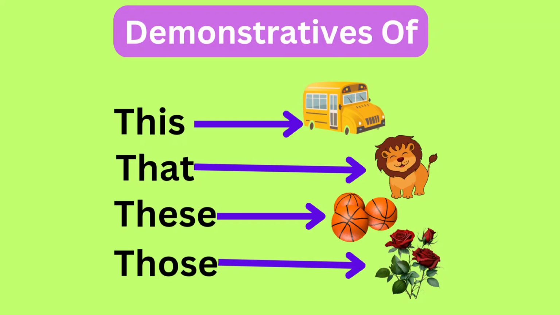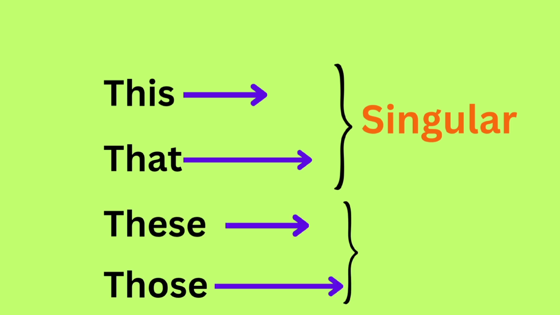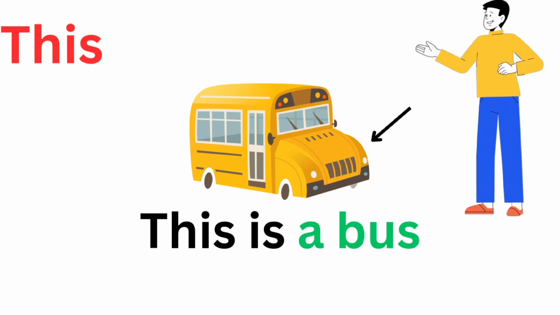Hi, hello. Today's topic is demonstratives: this, that, these, those. Come on, let's go. This and that are singular, and these and those are plural nouns. Come on, let's see with examples.